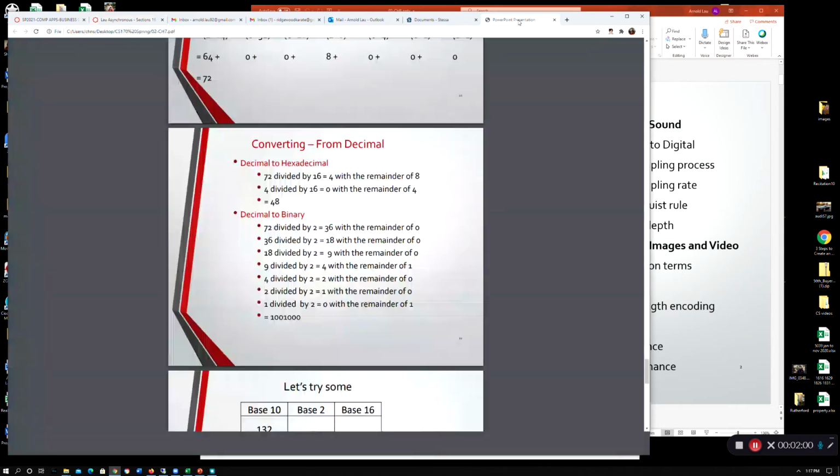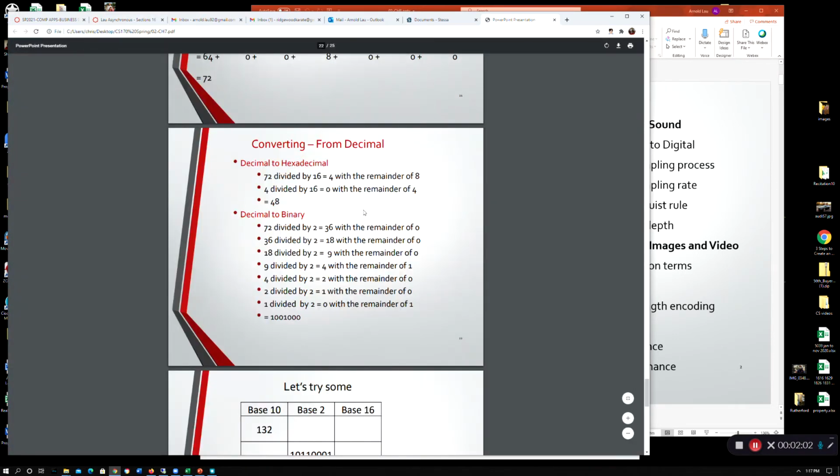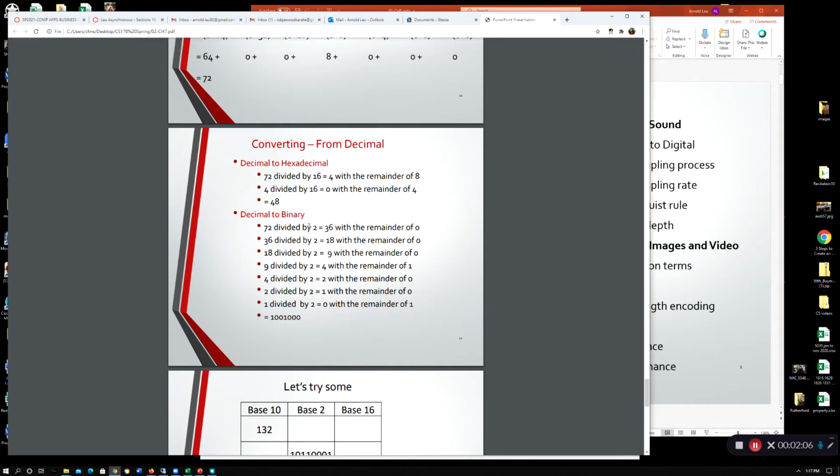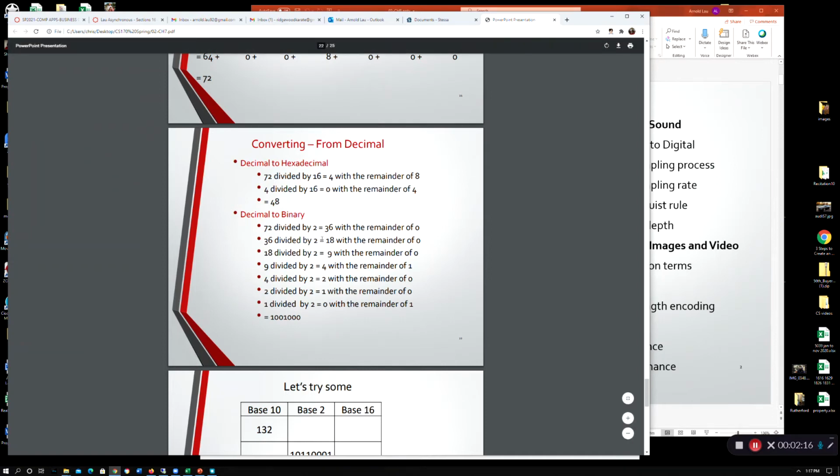I look at this. This is a very good example because there are going to be a lot of times where you're going to be doing a decimal to hex conversion or a decimal to binary conversion. And remember what I was saying, going between binary and hex, all you have to do is follow that mapping.